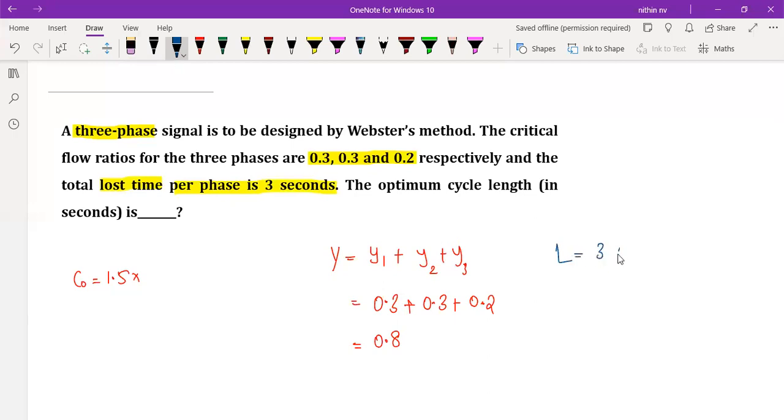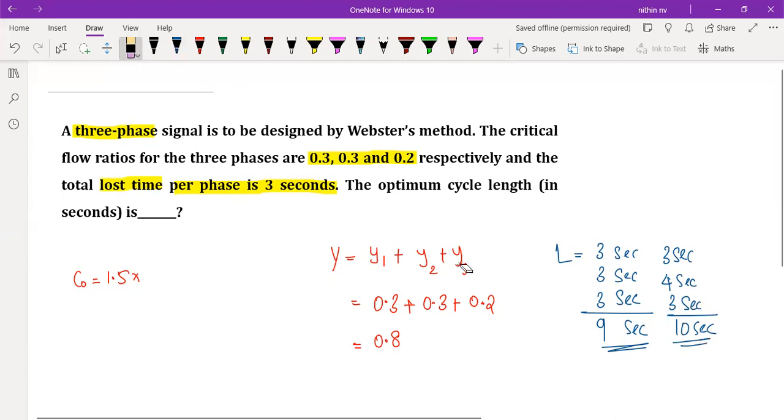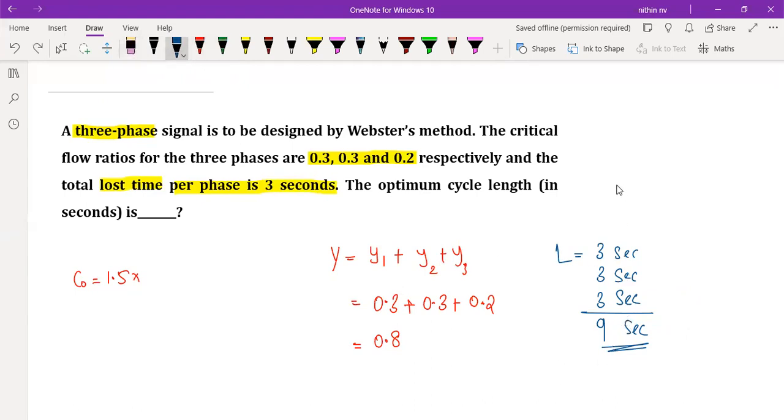In the first phase, it is 3 seconds. Second phase also 3 seconds. Third phase also 3 seconds. By default, we'll assume all are same. So total it is, sorry, 9 seconds. Sometimes they can give you different values also. Like first phase, it is 3 seconds. Second phase, it is 4 seconds. Third phase, it is again 3 seconds. Like that, if they are giving, then it's going to be 10 seconds. But by default, if they are not mentioning anything like that, we'll assume all the lost times are same like this. So directly you can take 3 seconds into the number of phases 3, which means 9 seconds will be L value. Got it, guys?